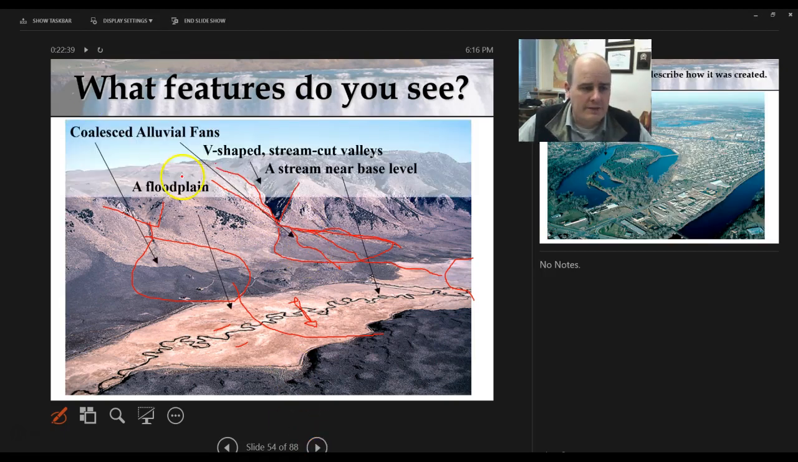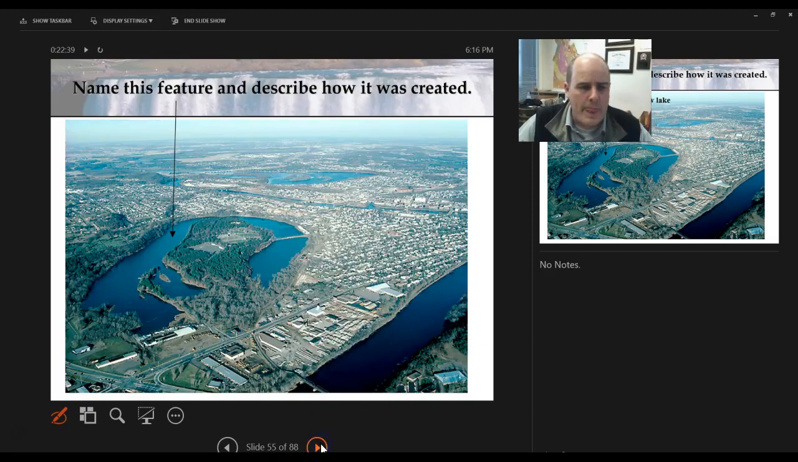Okay. So you have these nice alluvial fans, the floodplains, the V-shaped valleys, and a stream near its base level. Okay. What about this one? What's this feature? Notice it's not connected to the river that's over here. Well, this is actually an oxbow lake. This is actually in Minnesota. I think this is in the St. Paul area, if I remember right. You can see the stream actually goes out and then comes around, goes out over here, back around, and over and down. And this is the meandering stream, not quite where it got cut off, but it's pretty close.